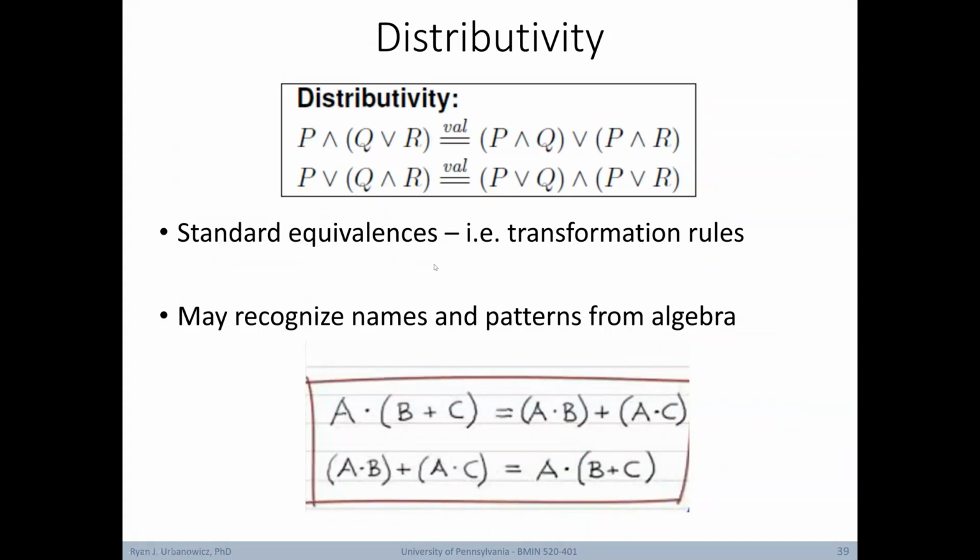Our next equivalence is distributivity. This is again similar to some of the stuff we've done in early algebra. Here, the and is kind of like multiplication, and the or is kind of like addition, in terms of how this rule works. So P and (Q or R) is equivalent to (P and Q) or (P and R). Notice a similar pattern to this algebraic equation. Further, P or (Q and R) is equivalent to (P or Q) and (P or R).